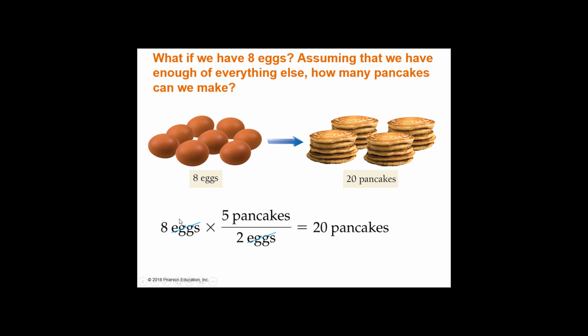And then we multiply. So 8 times 5, and then divided by 2, or however you want to do it. Some people may want to do 8 times, in parentheses on a calculator, 5 divided by 2. It ends up with 20 pancakes, and the units of eggs are now gone. So if we have 8 eggs, we can produce 20 pancakes. That is now setting up for the next section to elaborate and make the connection into chemistry.